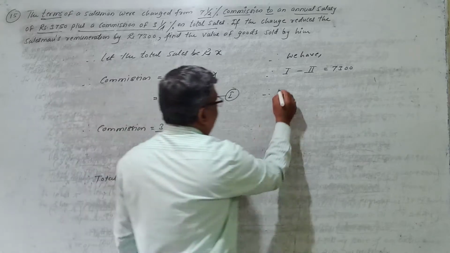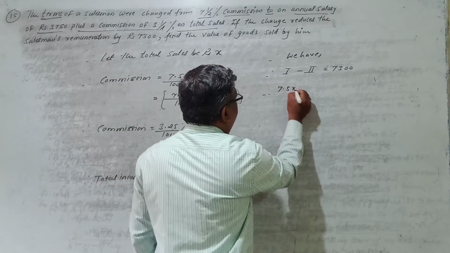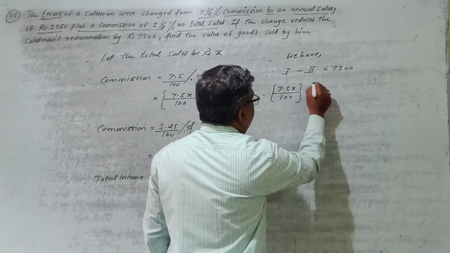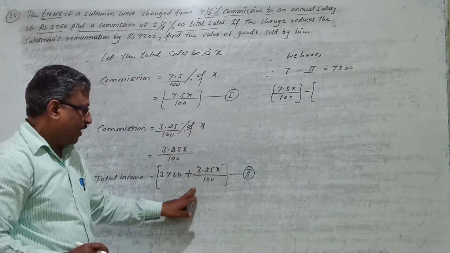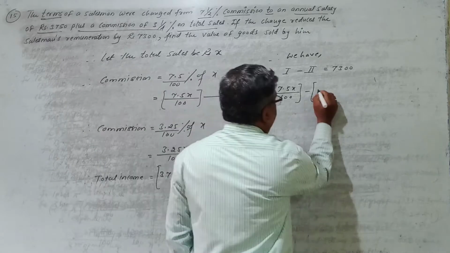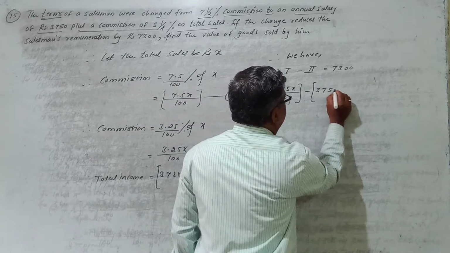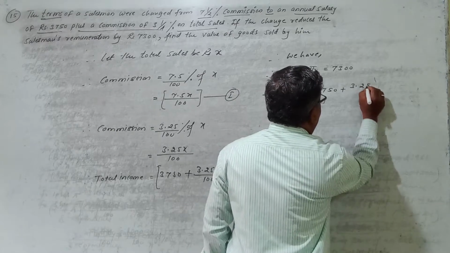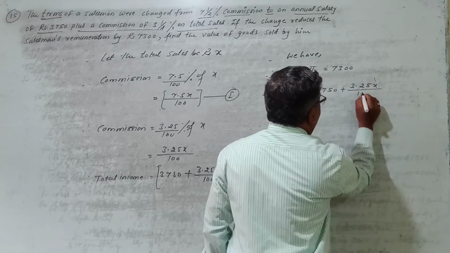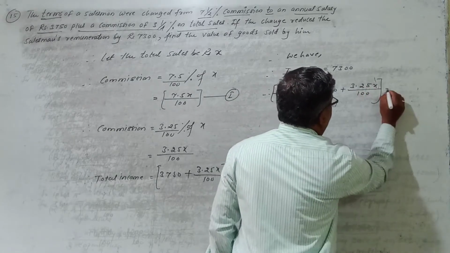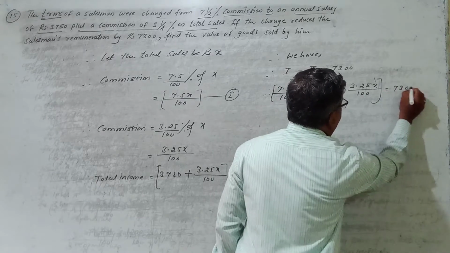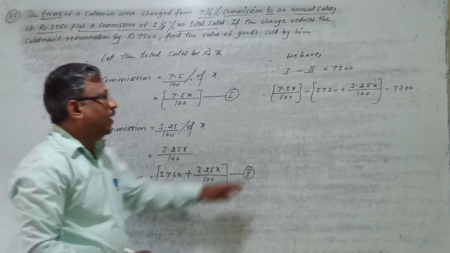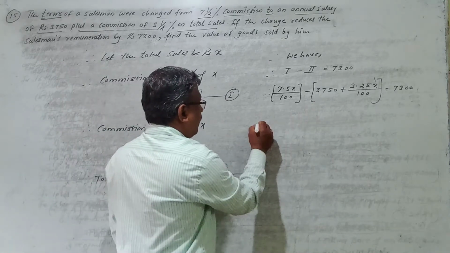First write the first equation. What is your first equation? It is 7.5x divided by 100. From this you have to minus the second equation. What is the second equation? 3,750 plus 3.25x divided by 100, equals 7,300.